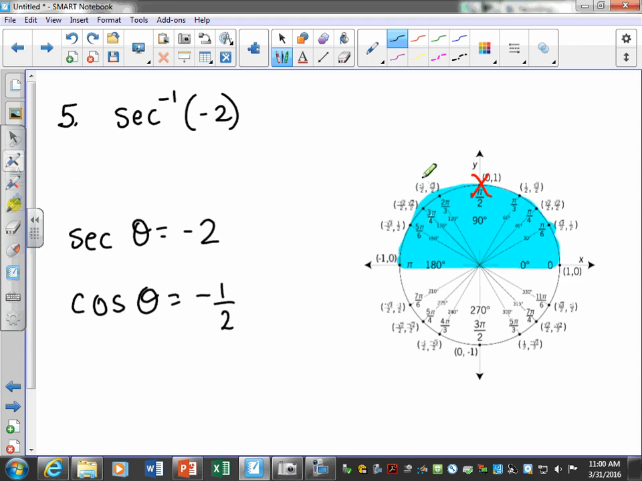Negative 1/2 right here. X value of a negative 1/2, which means this, and that is an equivalent statement to this. So our solution to this problem is going to be 2 pi thirds.